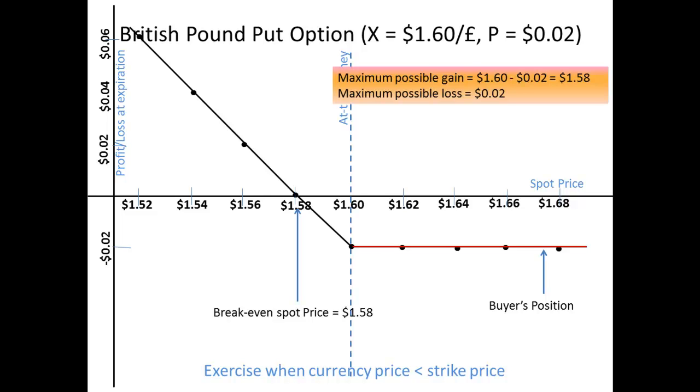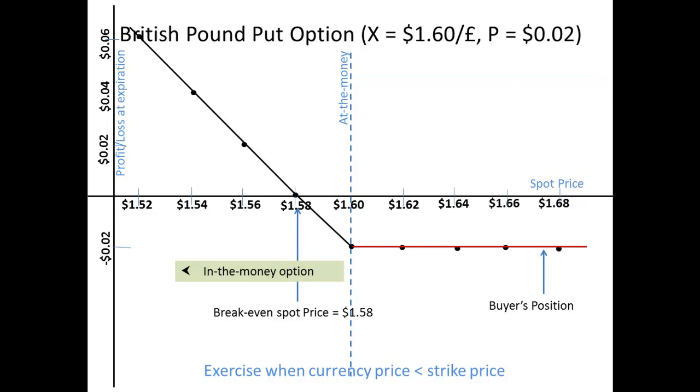The maximum possible gain here is going to be $1.58 because the lowest that the British pound can drop to theoretically is 0. So the maximum payout will be 160, and if you subtract the 2-cent premium, then the maximum possible gain is going to be 158. And again, the maximum possible loss is going to be 2 cents, which is the premium. This option is in the money for the spot prices of below 160.